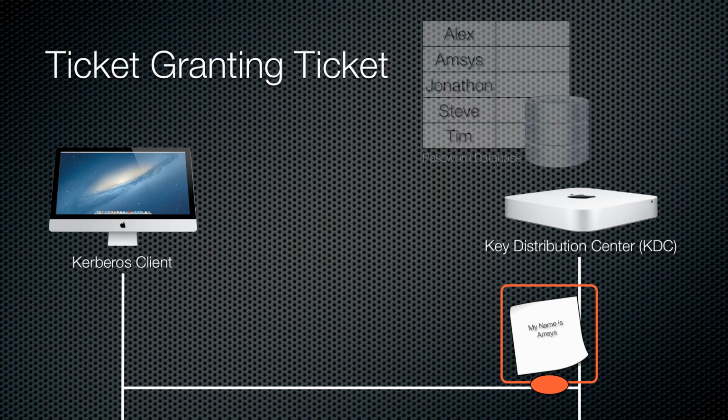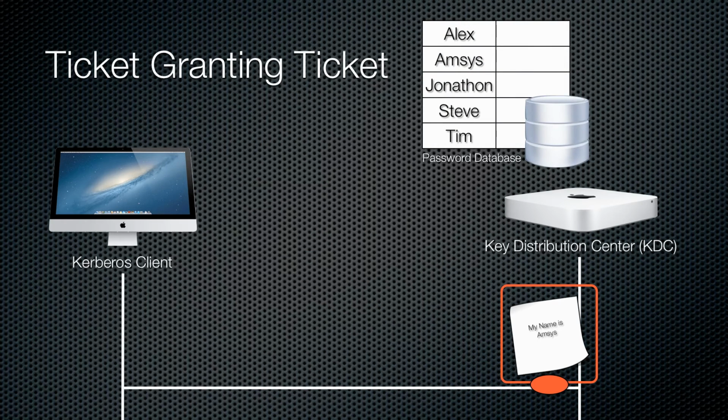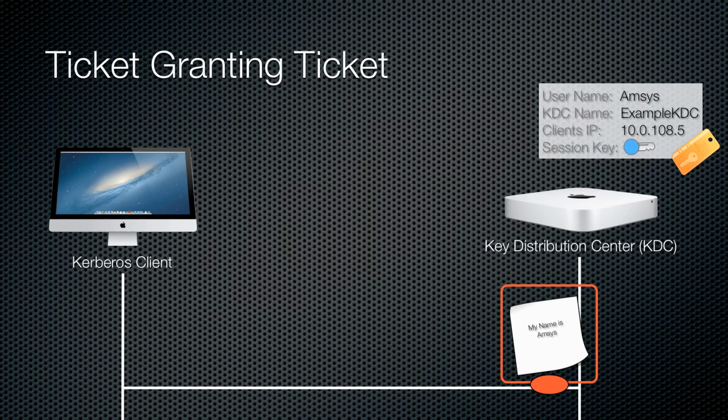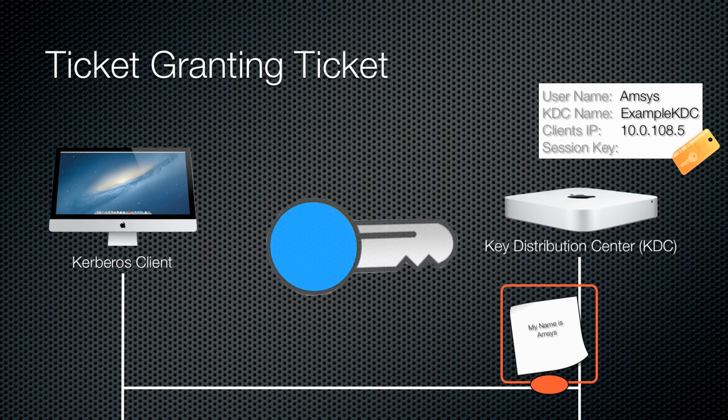The request sent by the client will be checked by the KDC against the password database where it will try to match with a valid user. Once matched, the KDC will produce a ticket granting ticket. The TGT contains the user's name, the name of the KDC, the client's IP, and a session key. The session key is a time-sensitive encryption key created just for this session by the KDC.